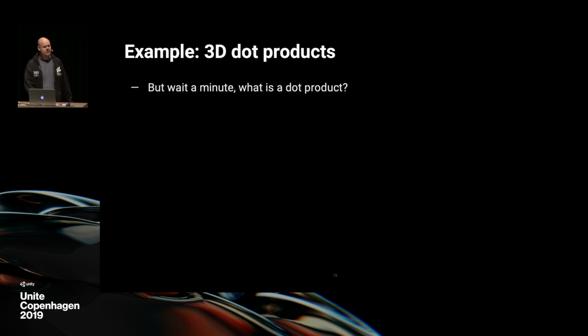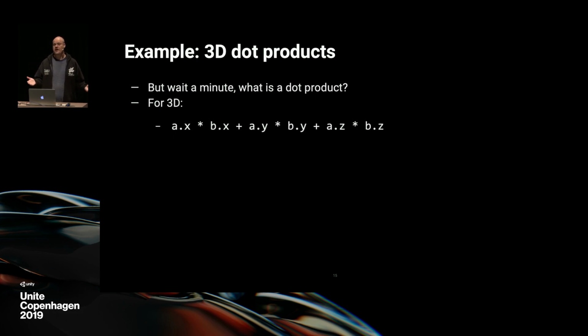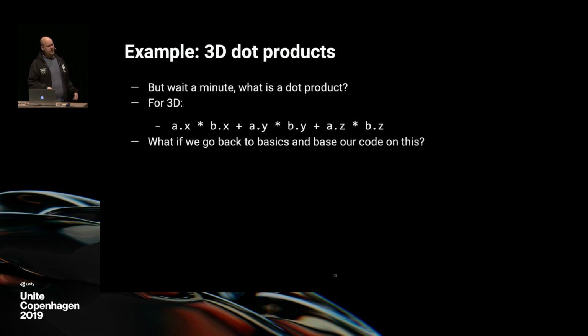But hold on, what's a dot product? Well, it's a component-wise multiply of the components and then a sum of those products. So for 3D, you've got AX times BX, AY times BY, AZ times BZ, and then you add them together, right? That's what we're trying to do. What I would encourage you to do in cases like this is to go back to basics and express that. So let's do that.